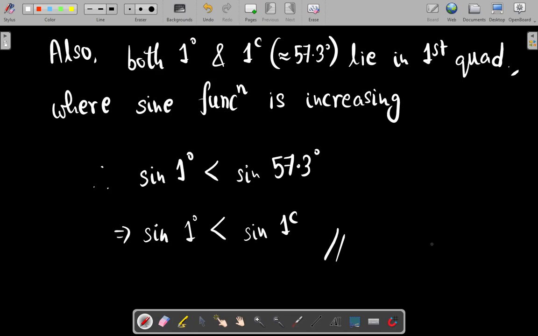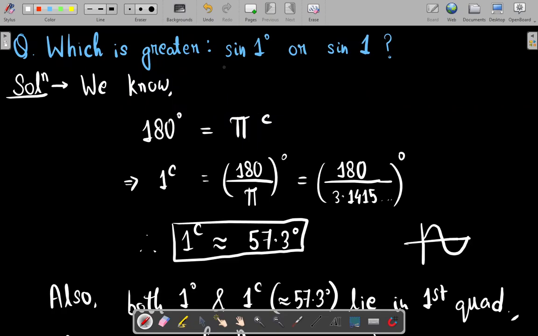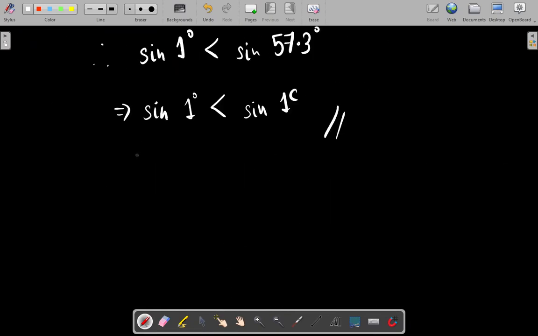So this is the required answer. Sine 1 radian is greater. It was required to find which was greater, so therefore sine 1 radian is greater. So this is it. This was a very small and short sum.